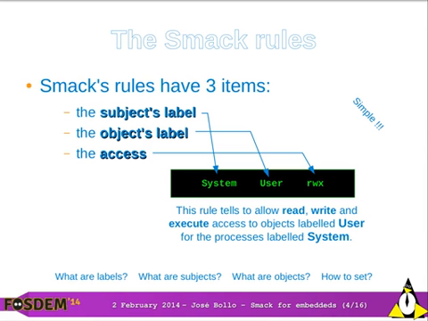The base of SMAC are the SMAC rules. The SMAC rules have 3 items. There is a subject label, an object label, and the accesses. For example, the rule that you see here grants read, write, and execution access for the processes whose label is system to objects whose label is user.